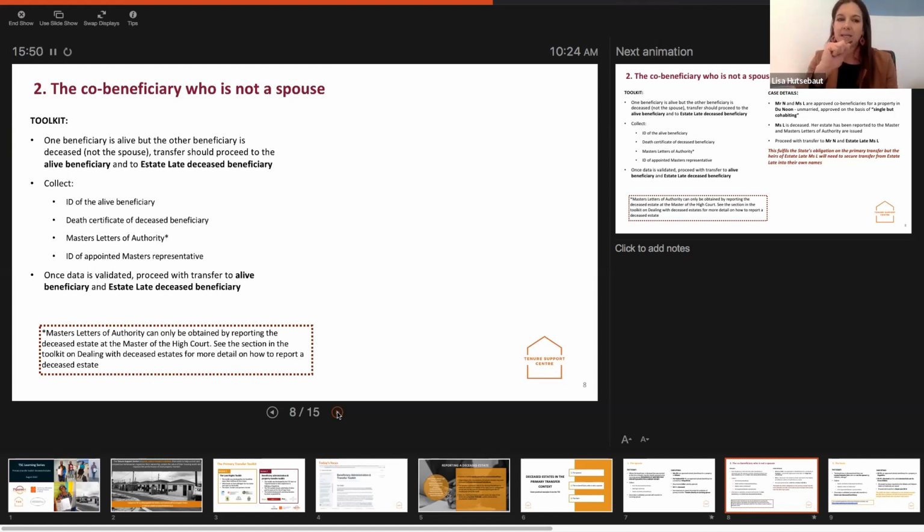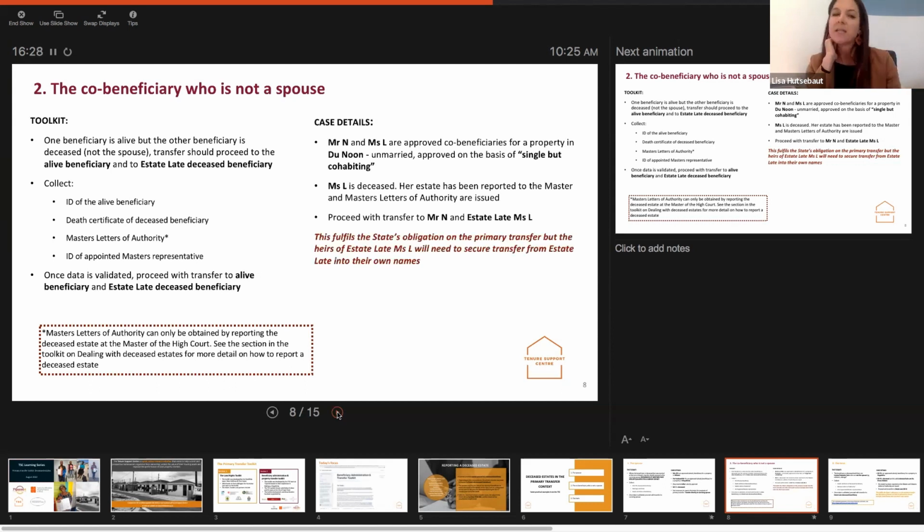You could very easily, in this scenario, have an alive beneficiary and a deceased beneficiary, where the deceased beneficiary actually has a surviving spouse who is still alive. So it immediately becomes a hybrid of this first process we've discussed and the second process. So what you could do, where you have a surviving spouse of a co-beneficiary who's deceased, is in this instance transfer to the beneficiary who's still alive and directly to the surviving spouse of the deceased beneficiary.